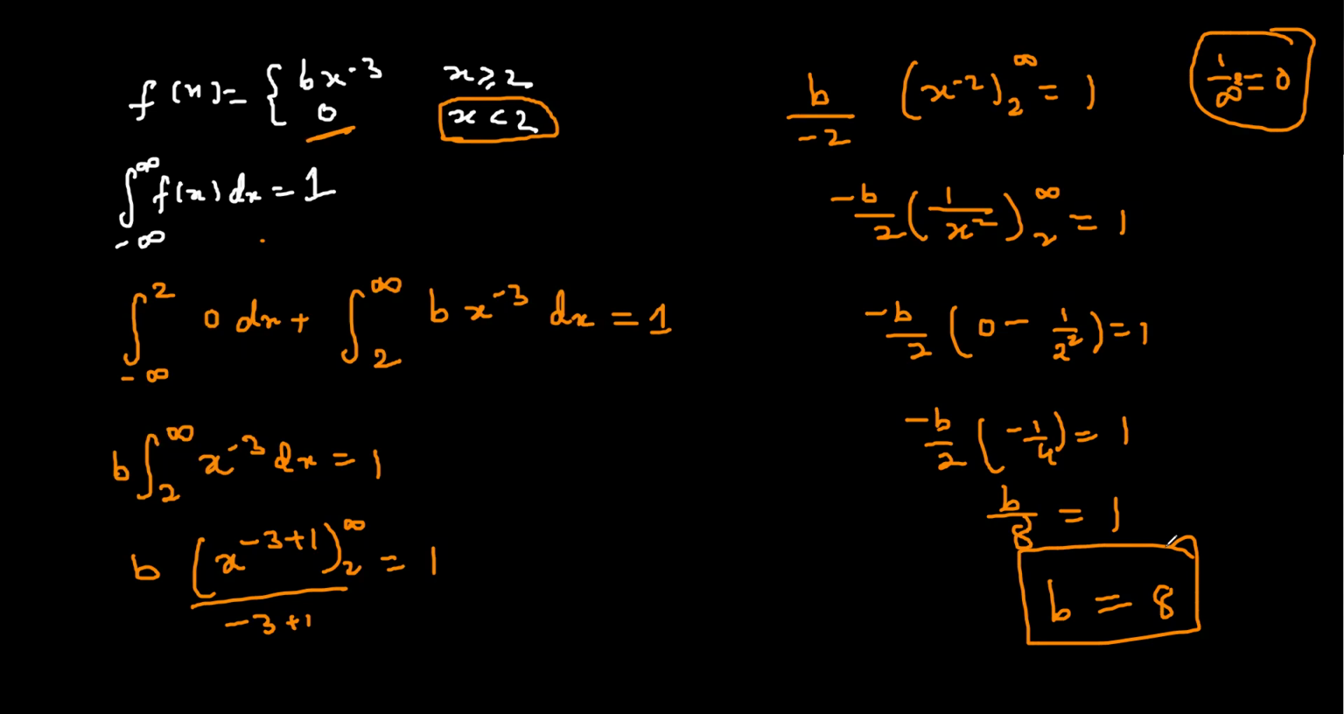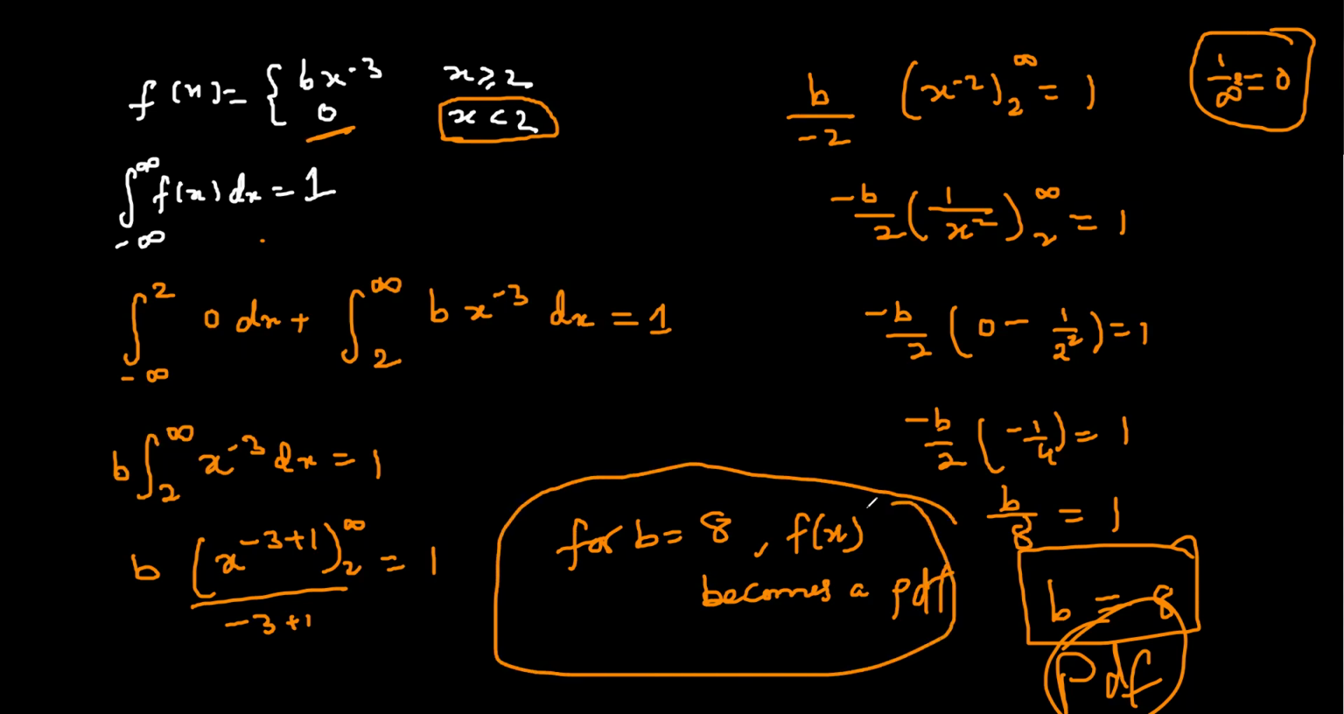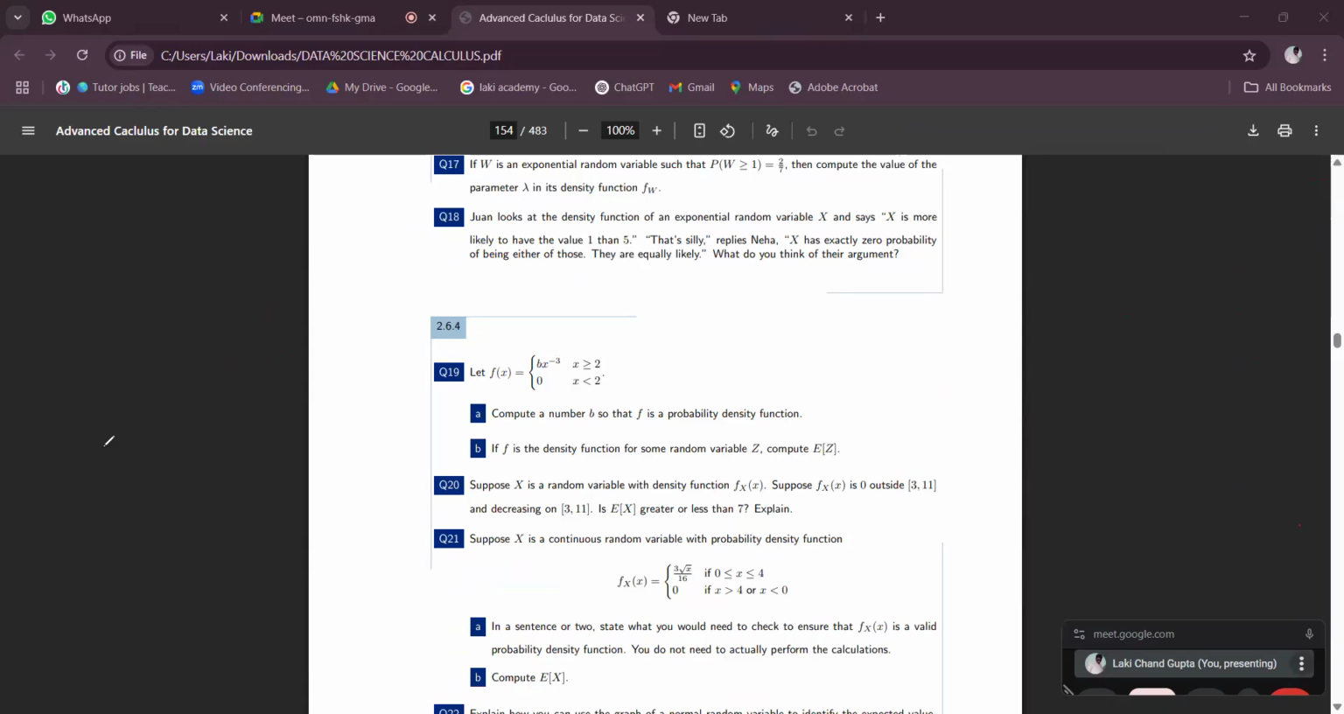It means that when you put b equal to 8, it becomes a PDF. So for b equal to 8, f(x) becomes a PDF. Okay. Can we move on? Yes, please.